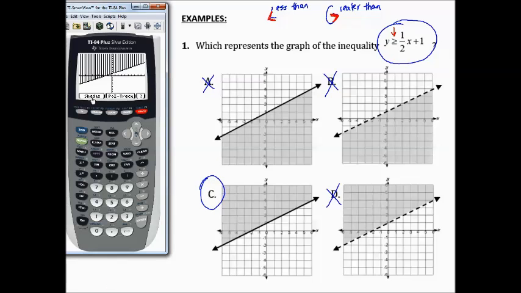Just to show you how the dashed line would look, if we come over here to y equals and I replace that with the greater than symbol that does not have a line underneath, let me show you what that line would look like so that you can tell the dashed lines apart. See, the dashed lines clearly show as dashed.